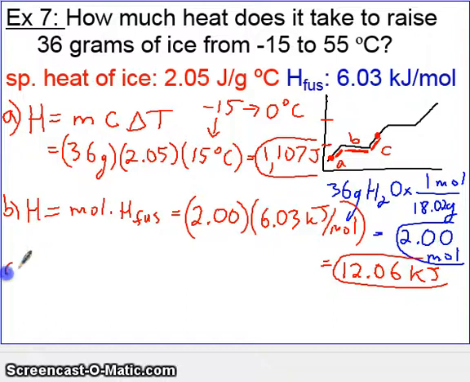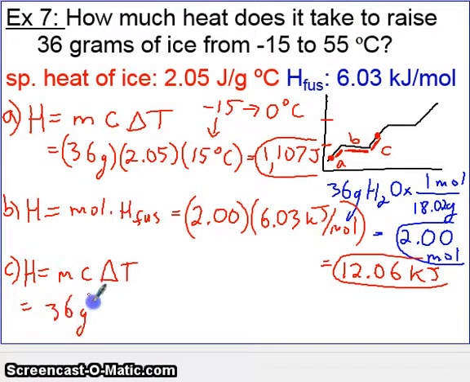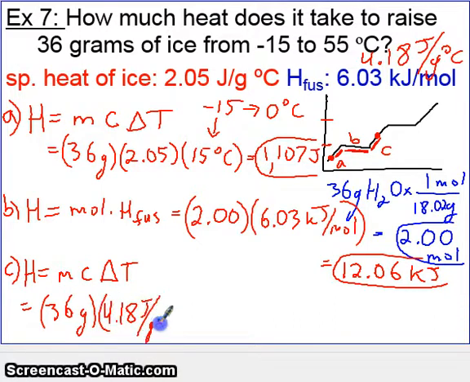The third mini answer, part C, is where we're heating up the water now. We've melted all the ice, now we're heating up the water. We use the equation with 3 parts again because it's the diagonal portion. So we've got the MCAT equation again, with mass again as 36 grams. Now, you don't use the specific heat of ice anymore, you use that of water. In the previous slide, we saw that the specific heat of water was 4.18 joules per gram degree Celsius.